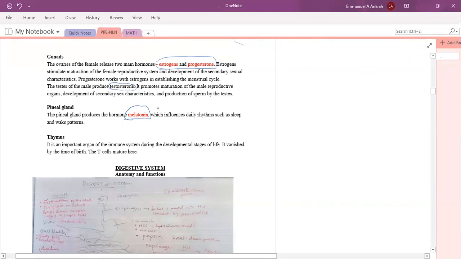So the melatonin controls what we call the circadian rhythm. If you have heard about the circadian rhythm, that's what it does, a sleep and wake pattern. So that's another word we use, circadian rhythm, sleep and wake patterns. And this is influenced by light. So light influences the circadian rhythm.